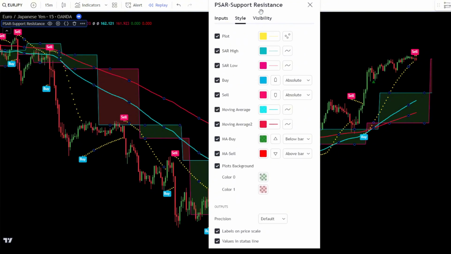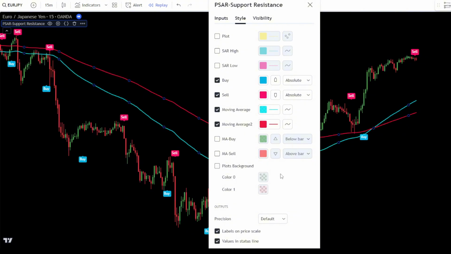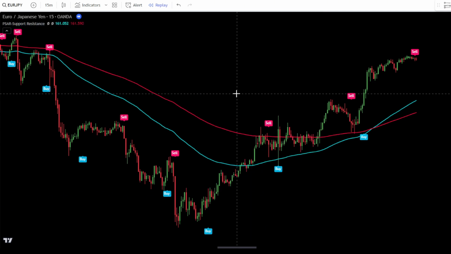In the Style tab, remove some markers that we don't need. Keep only the markers for buy, sell, first moving average, and second moving average. Once you're done, simply click OK to save the changes.